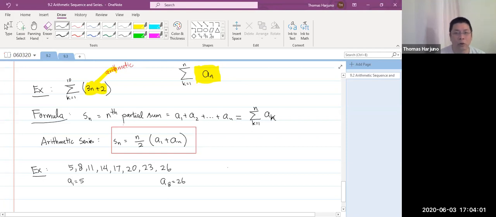Okay, so according to our formula, the 8th partial sum of this sequence, so this forms an arithmetic series, is 8 terms divided by 2, times the first term 5 plus the last term 26. So that would be 4 times 31, which is 124.